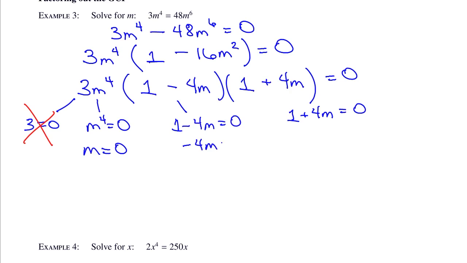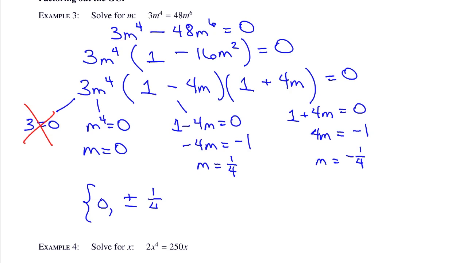1 minus 4m equals 0. I'm going to move the 1 to the other side and then divide by negative 4. And that gives me m equals 1/4. And then I'll solve the last equation. 1 plus 4m equals 0. I'm going to move the 1 to the other side and then divide by 4. We get m is equal to negative 1/4. So the solution set here is 0, and I'll go ahead and write this condensed here, plus or minus 1/4.